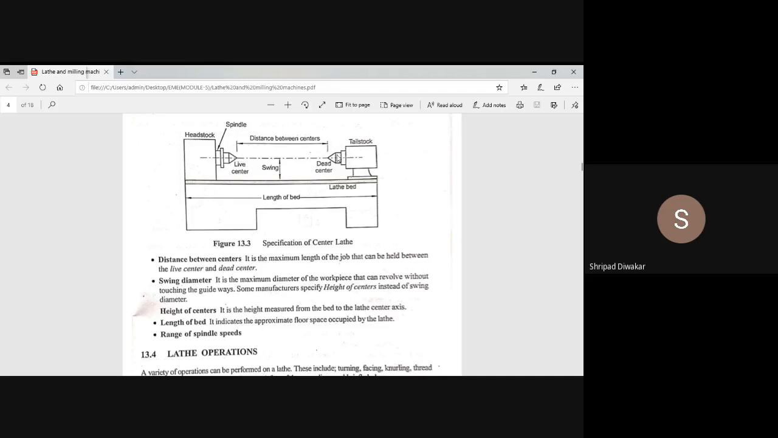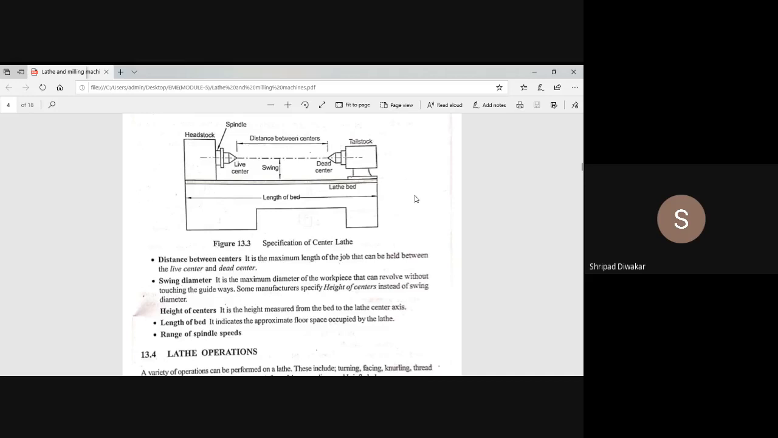Maximum length of the job we can hold in between the two centers. Second one, maximum diameter we can rotate between the centers. Second specification: length of the bed, meaning how much length the bed has, is the third specification. And finally, the range of spindle speed, around 500 mm, 600 mm, like that. Suppose 1000 rpm is there, we can give the maximum spindle speed of 1000 rpm. These are the four specifications of a lathe machine.